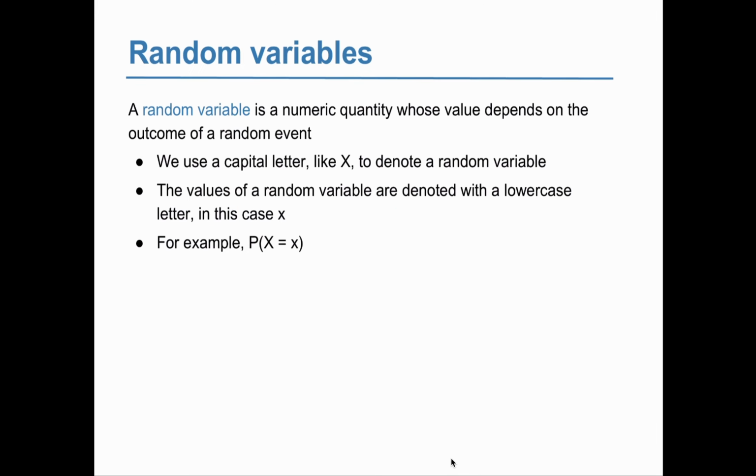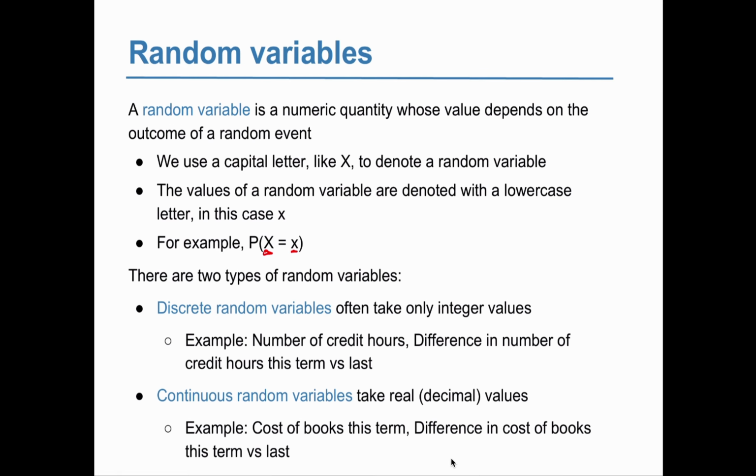A random variable is a numeric quantity whose value depends on the outcome of a random event. We use a capital letter, like X, to denote a random variable. The values of a random variable are denoted with a lowercase letter, in this case lowercase x. So, for example, P of X equals x. This is the probability that our random variable X equals some value of the random variable.